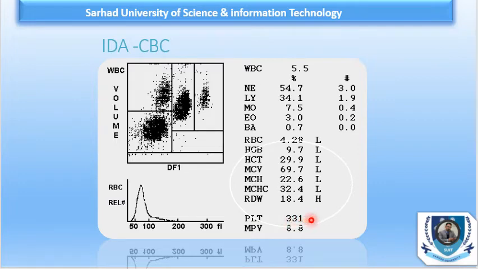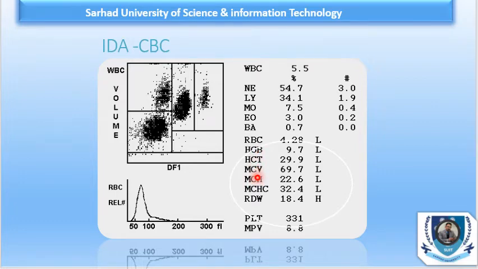Then finally you will look at the platelets, and the platelets are in normal range because the normal count for platelets is 150,000 to 450,000. So here we have no abnormality in WBCs and platelets, but we have some abnormality in hemoglobin parameters, and this is microcytic hypochromic anemia.